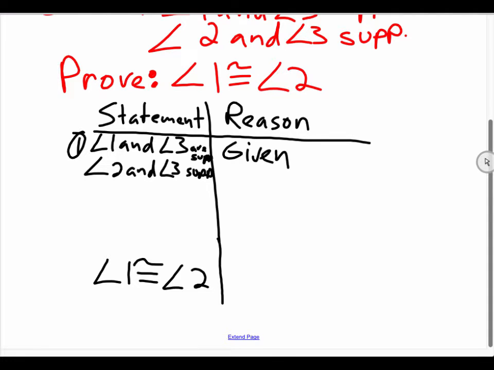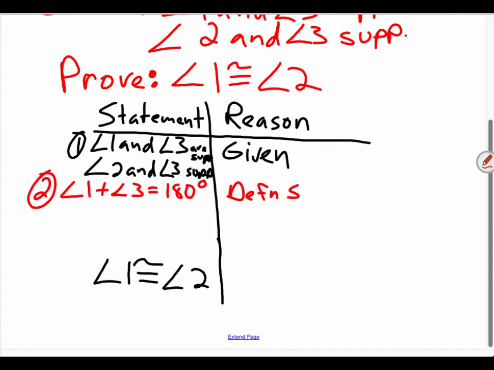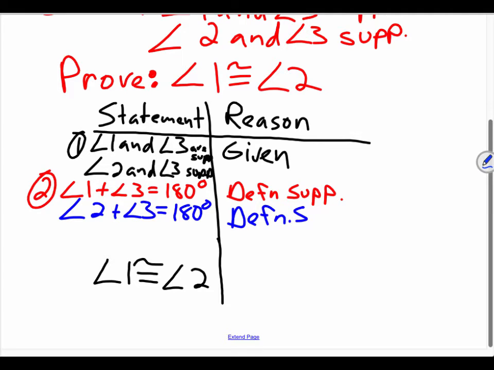So now, what do I write? How are we going to do that? Well, when they say supplementary, what does that mean? Yes? Yeah, 180. Yep, so we're going to say angle 1 plus angle 3 equals 180 degrees, and that is based on the definition of supplementary angles. Then we're going to say angle 2 plus angle 3 is equal to 180 degrees. Again, this is based on the definition of supplementary angles.